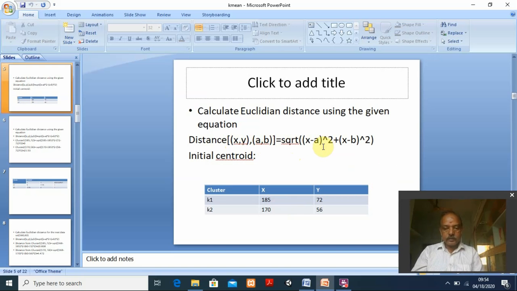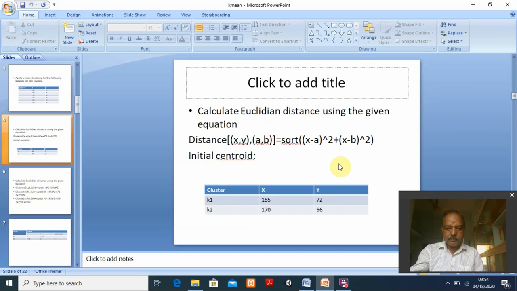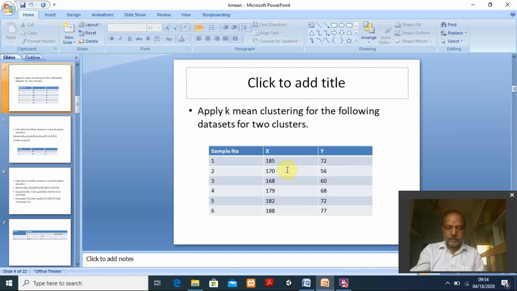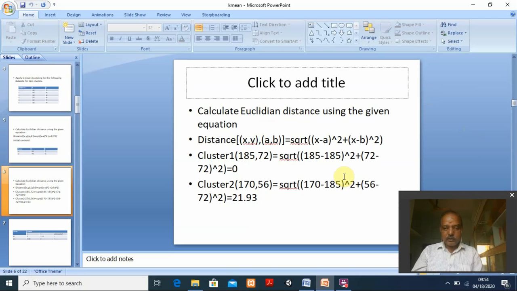Suppose we take it with respect to k1, then what are the first points? If you see the previous one, the first point is 185 and 72. Okay, 185, 72, and we are randomly taking the center as 170, 56. Then how do we calculate all the things? So, calculation of Euclidean distance using this given equation. This is the general equation. Suppose I want to calculate for 185 and 72. Then what is the distance of this point from that particular point?